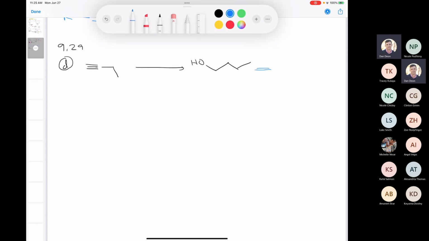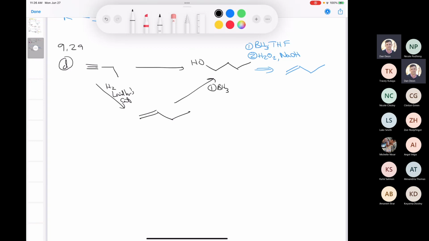Using borane and THF that we learned in chapter 8. So the only way that we could do this would be by starting with this, and then first treat it with borane and THF, followed by hydrogen peroxide and sodium hydroxide. That's the only thing we have. So now the question becomes, how do we get from here to here? Well, we just did it in the last problem. You take this and you reduce it with hydrogen gas in Lindlar's catalyst. That gives you 1-butene, 1, 2, 3, 4. And then you just do the anti-Markovnikov addition of water across that double bond. Chapter 8 chemistry.